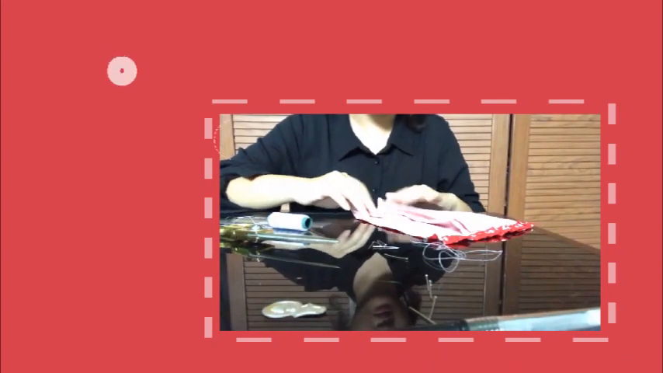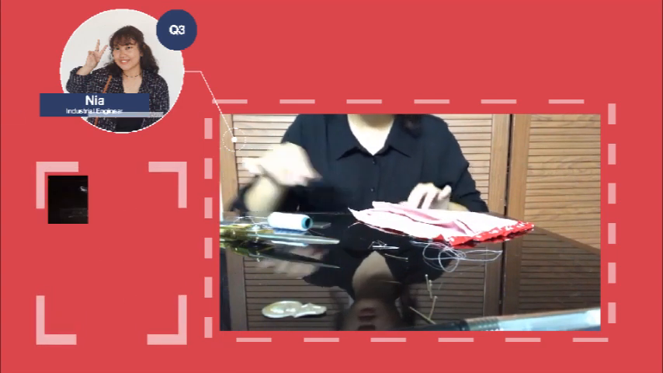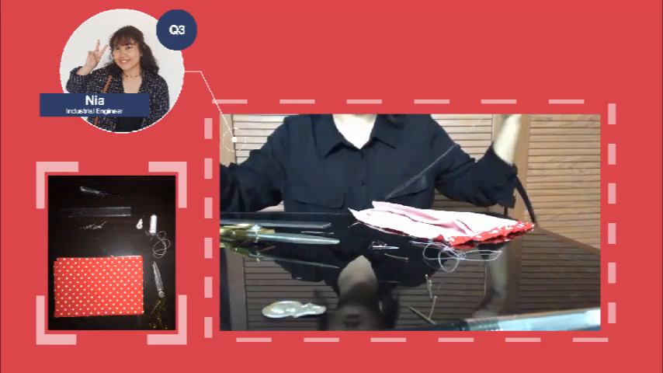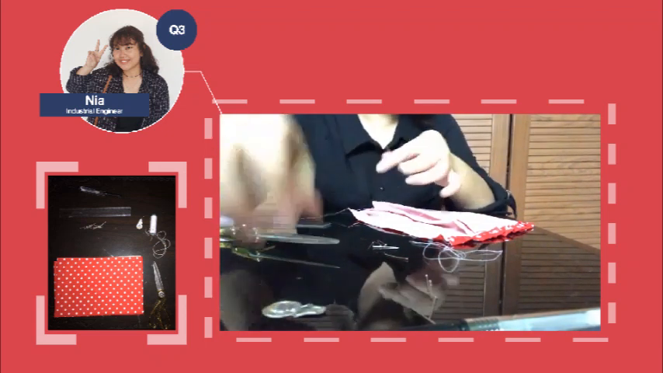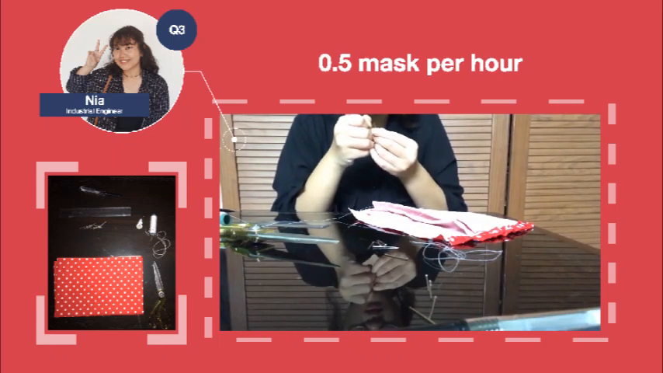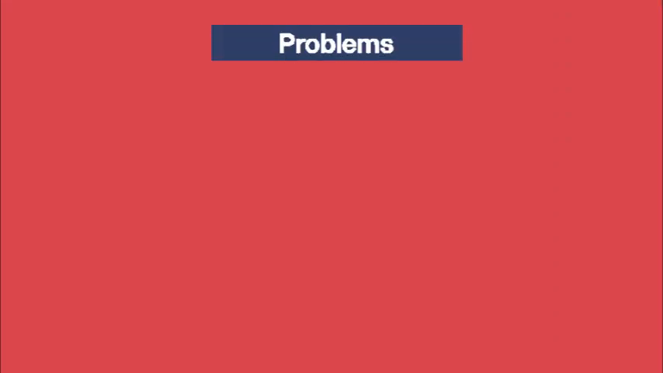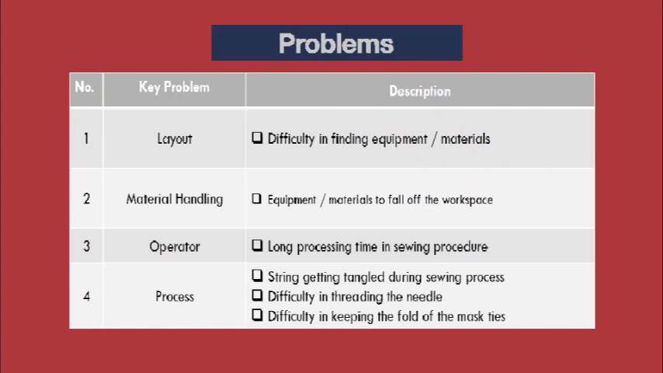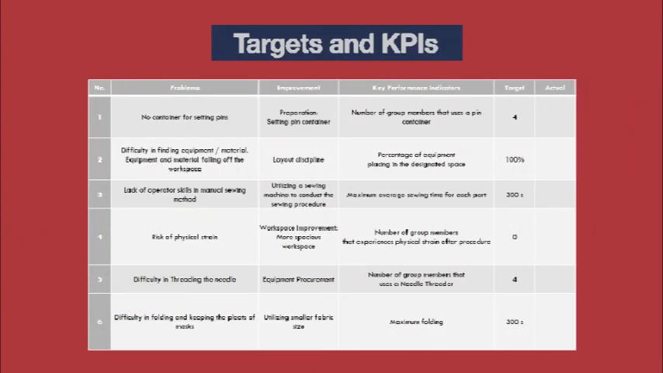This is Nia. Hello Nia. Hi. So earlier Nia made us a fabric face mask with a fixed equipment layout and predetermined method or work elements. How long did it take you, Nia? Initially, according to my stopwatch, the total work time is around 1 hour and 10 minutes. However, I encountered some problems during the process, such as difficulties in finding equipment because my things were falling out of the workspace, and my difficulties in threading the needles, and some tangled strings, and any other obstacles.